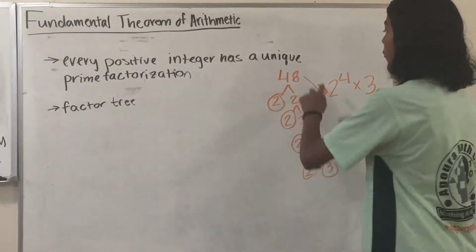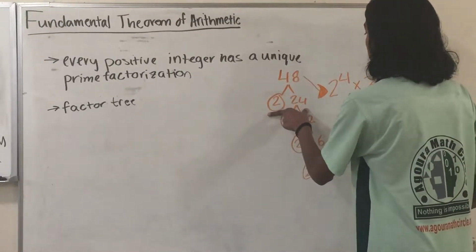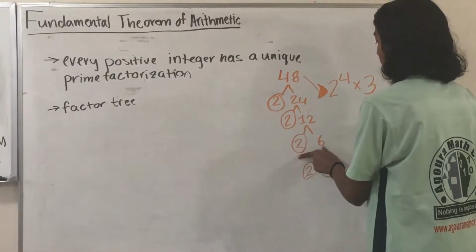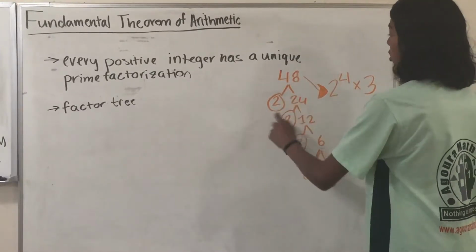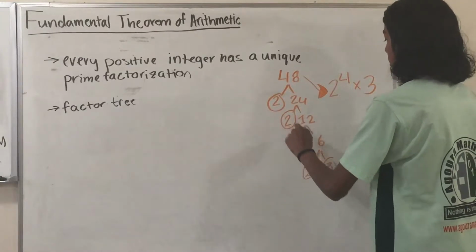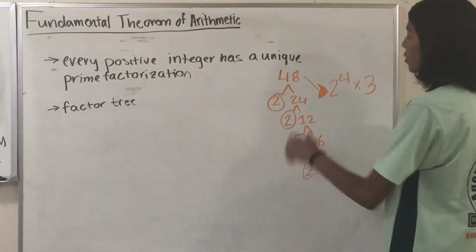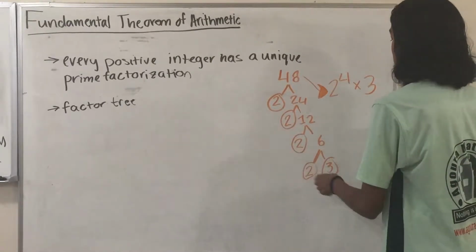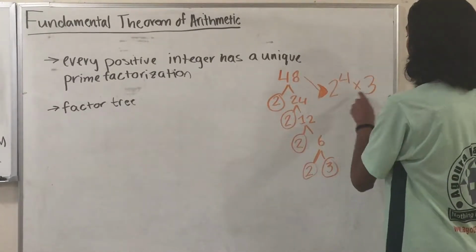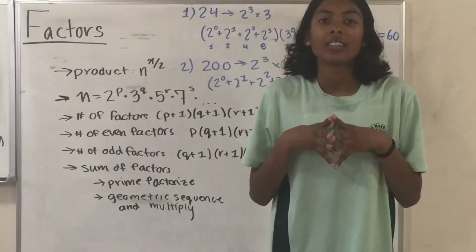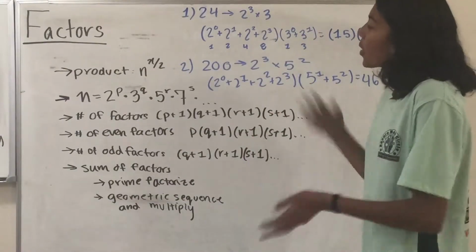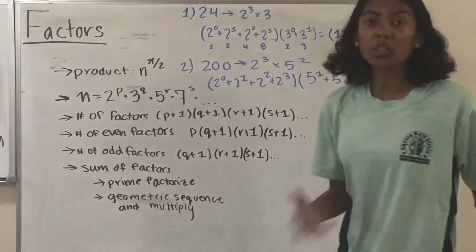For example, your 48 splits up into 2 and 24, then 2 and 12, then 2 and 6, then 2 and 3. And if you circle all our prime numbers, these four 2's and this 3, you get your prime factorization, which is 2 times 2 times 2 times 2 times 3, or 2 to the 4th times 3. So our second to last topic is factors. So we have a bunch of formulas here, and I'm just going to go through them.